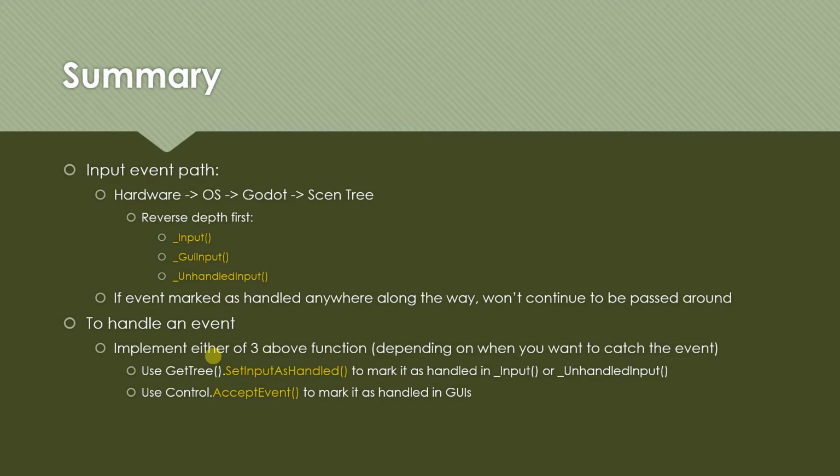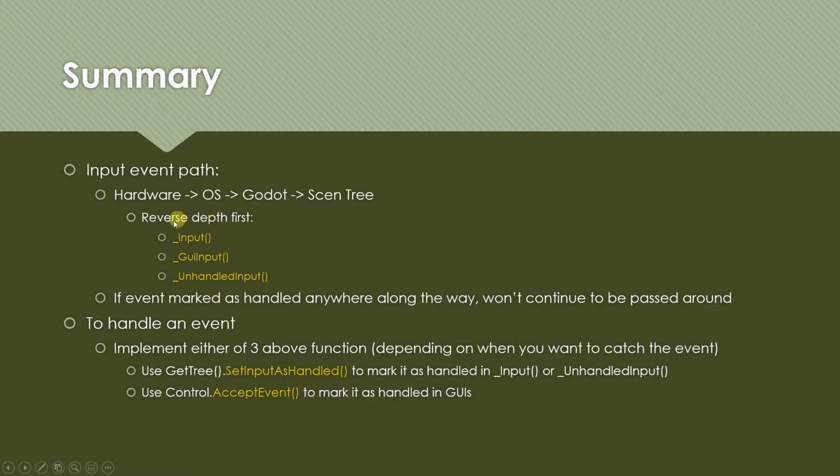Okay, so a little quick recap of what we just covered, and then I'll actually go ahead and implement a little practice thing, okay? So, input event path, right? It starts at the hardware, whether that's a mouse, keyboard, gamepad, joystick, whatever. Gets sent to your operating system, which then sends it to Godot, which sends it to the scene tree.